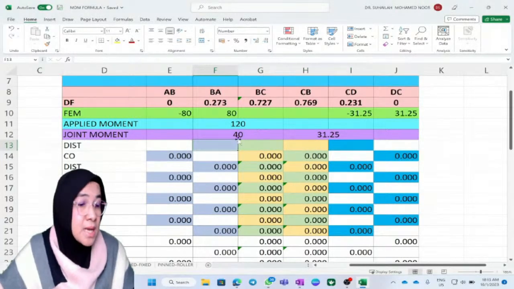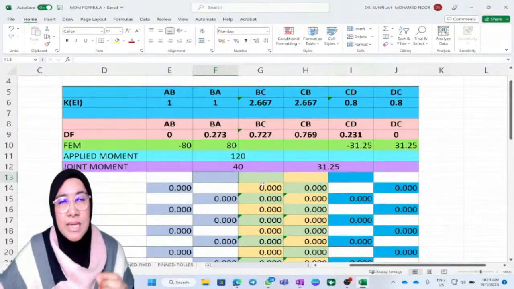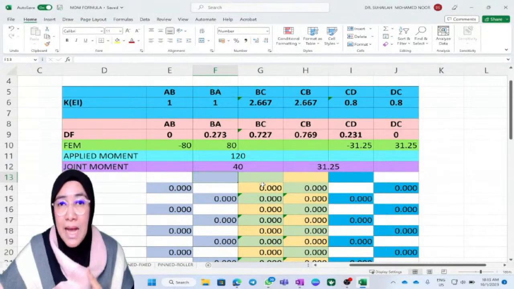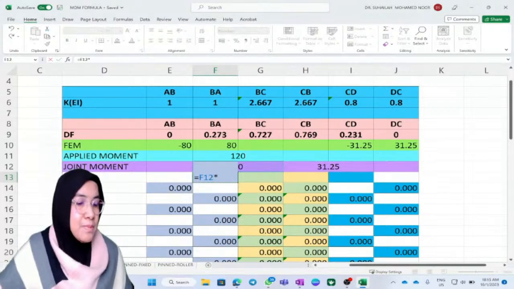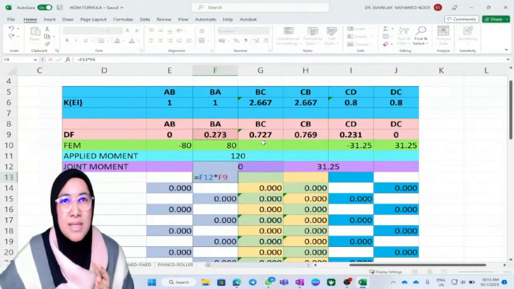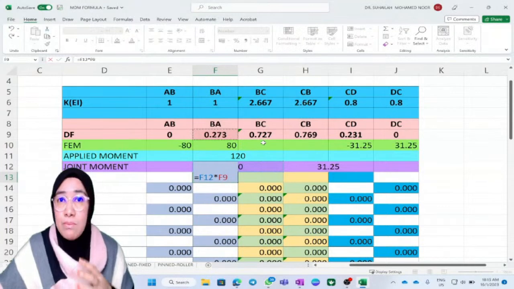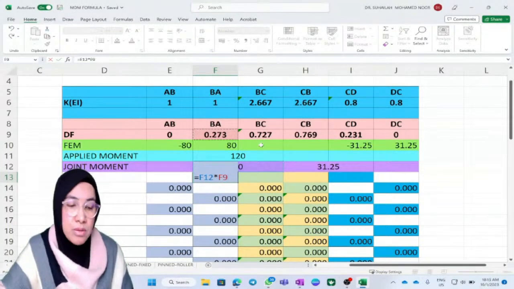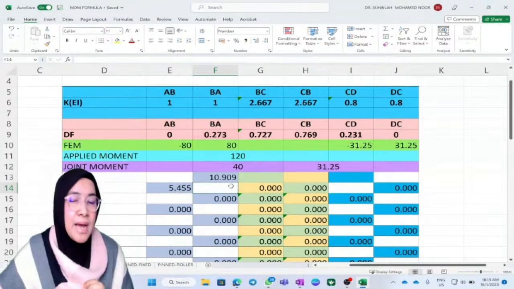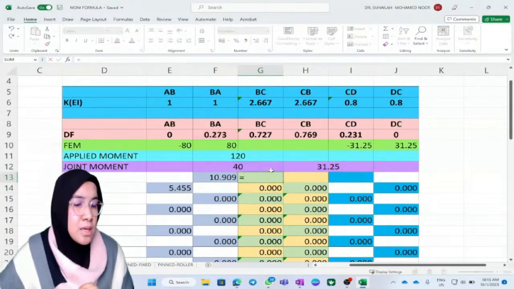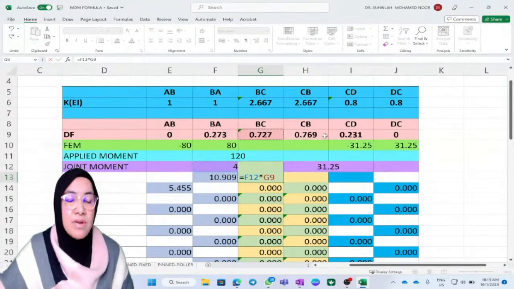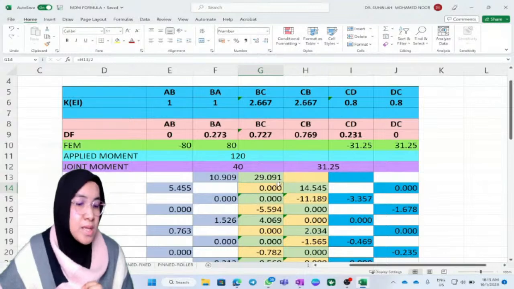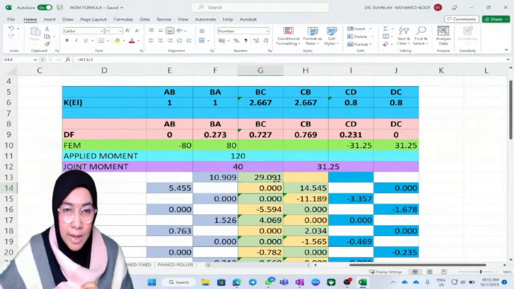Okay, look at the process. For the distribution, it is joint moment times distribution factor. Joint moment times distribution factor 0.273, so we get 10.909. Again, joint moment 40, we have to times with 0.727, so we get 29.091.